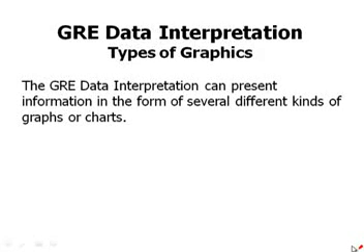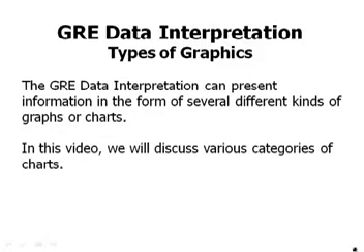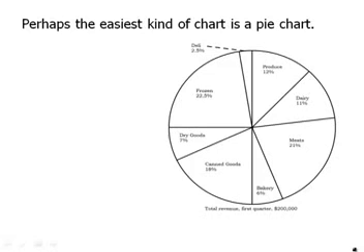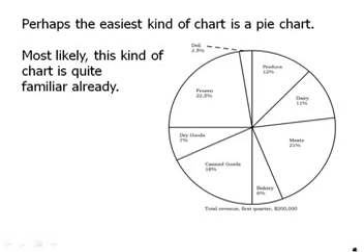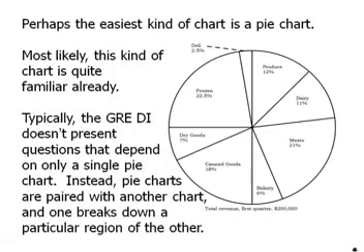Now we can talk about different types of graphics. The GRE data interpretation can present information in the form of several different kinds of graphs or charts. In this video, we will discuss various categories of charts. Perhaps the easiest kind of chart is a pie chart. This is quite likely already very familiar. You probably have seen pie charts most of your life.